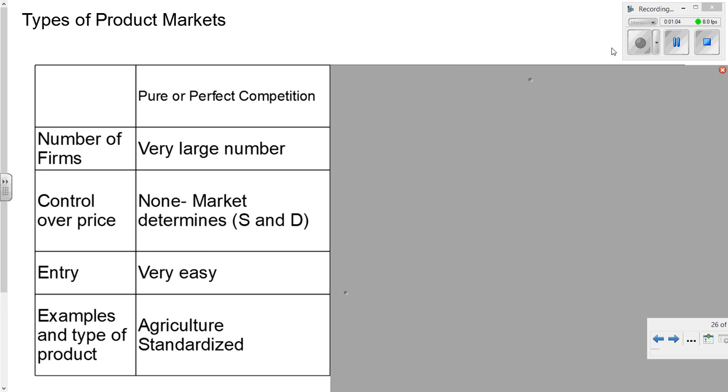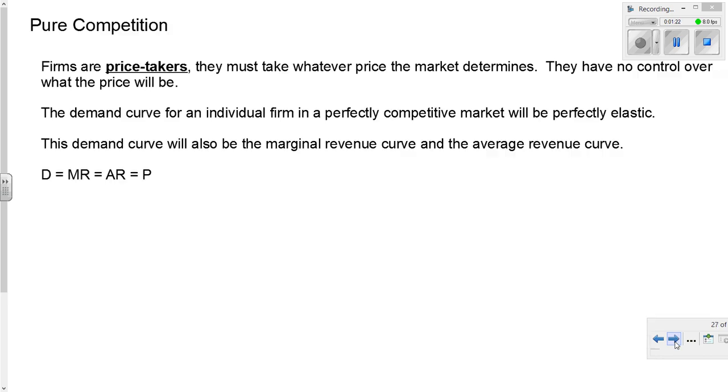So agriculture provides us a great example of the type of firm that might be operating in a perfectly competitive market. We'll talk about other market structures on another day. We've always been assuming we've been in a perfectly competitive market, and now we know we are for sure. And we're going to continue that assumption the rest of today. In pure competition, we consider firms to be price takers. That means they have to take the market price.